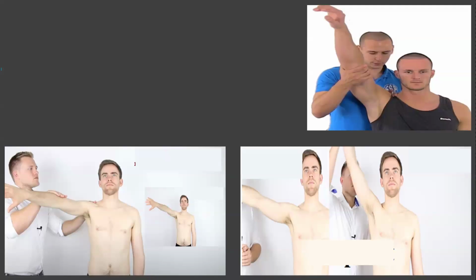Then the other special tests are the empty can test, which we usually do. I can do it on the other arm. We raise the patient's arm to 90, and we make his thumb downward, and I'm gonna stabilize his shoulder and press down, looking at the face of the patient. If there's tenderness, if there's changes in the face, then it suggests that there is supraspinatus impingement. And if there is a drop, then it goes with a supraspinatus tear.